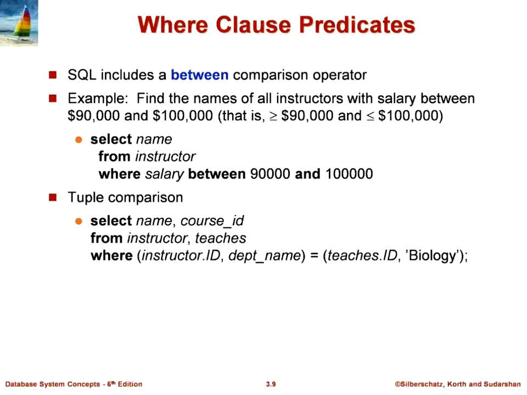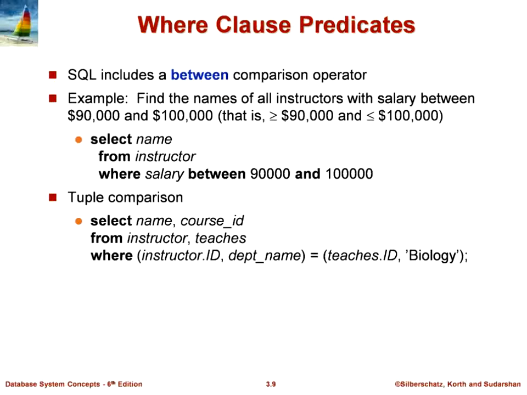For the where clause predicates, SQL includes a between comparison operator. For example, find the names of all instructors with salary between 90,000 and 100,000. It is just like greater than or equal to 90,000 and less than or equal to 100,000. So the between clause is used instead of the comparison operators. You can write it like select name from instructor where salary between 90,000 and 100,000.